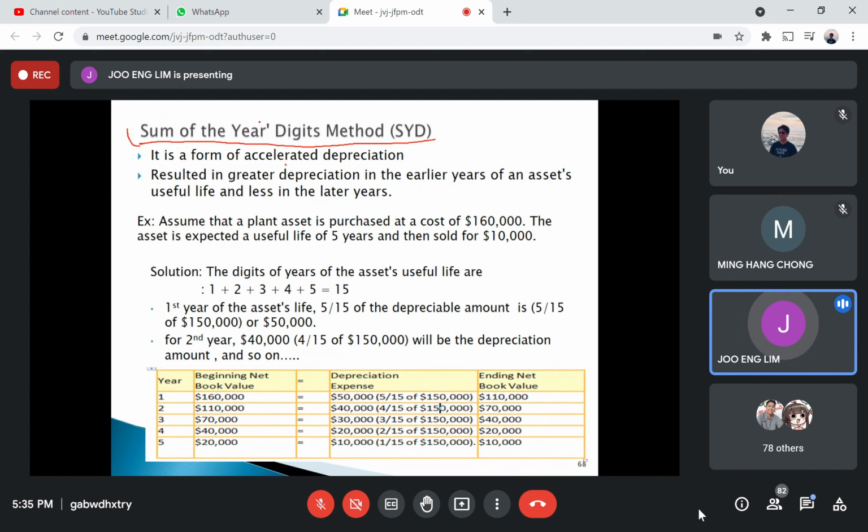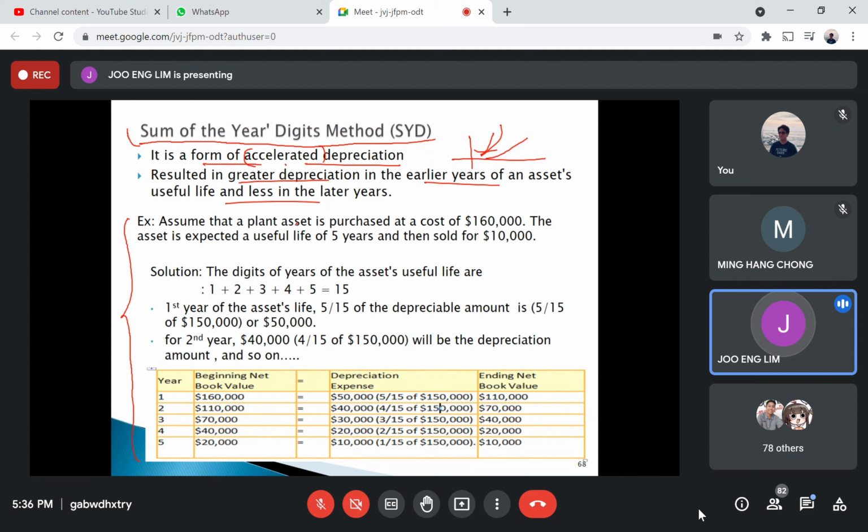Sum of the year digit, in short, it is called SYD. It is again accelerated, but the accelerated rate is different. When you say accelerated, you ask how your gradient moves. Is it steep, or is it mild? So there are different ways to accelerate it, and this one has a different way. Resulted in greater depreciation in the earlier years and less in the later years. This one we know already. Now we look at the calculation.